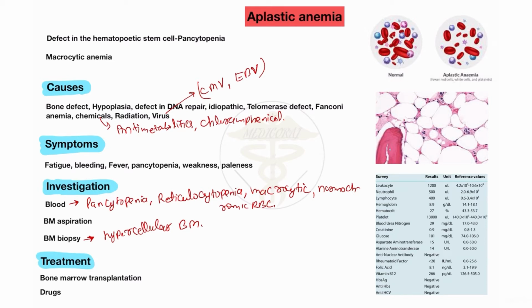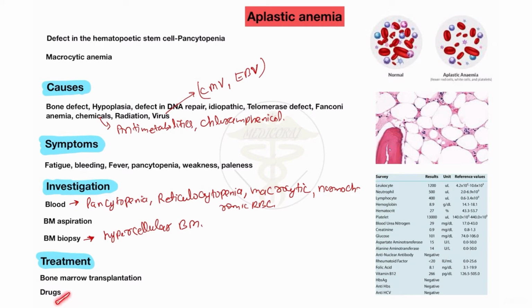What is the treatment of aplastic type of anemia? First of all, you all know, bone marrow transplantation, because the bone marrow is not able to produce new RBC, so we will do bone marrow transplantation. Bone marrow transplantation is done when the patient is young, not in old age, only in young patients.